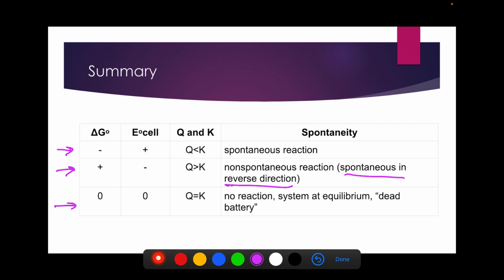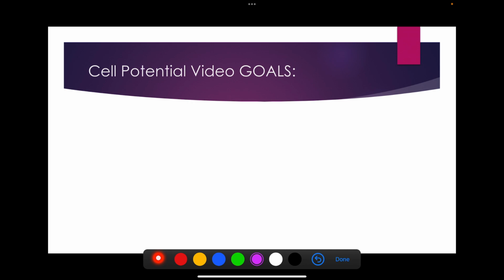And of course, when delta G equals 0, that means we have no cell voltage, no cell potential, and Q equals K. That means the system has reached equilibrium, there's no net reaction, and the battery would be said to be a dead battery. That brings us to the end of this video.